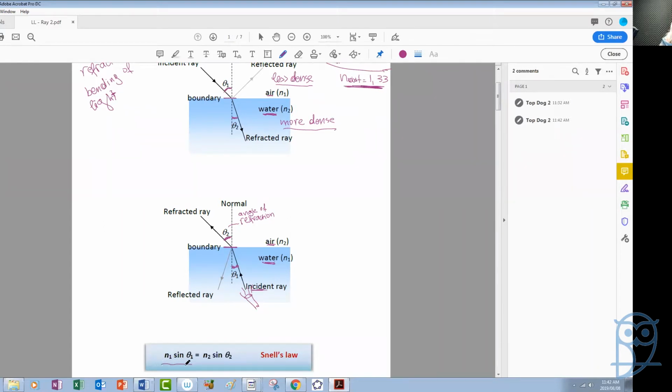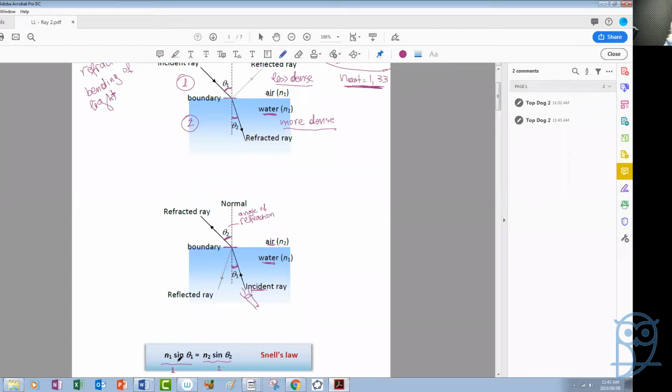One side of the equation concerns one of the two media. The other side concerns medium 2, the other medium, where the light enters. So say in this first example, the top diagram, medium 1 is the air here. This will be medium 1, medium 2.